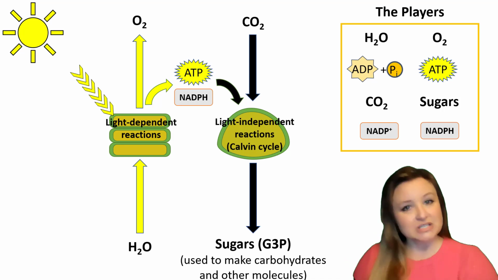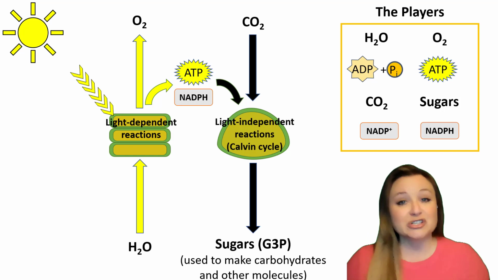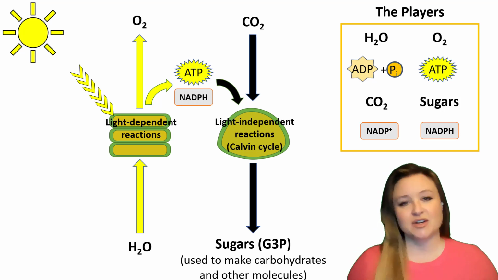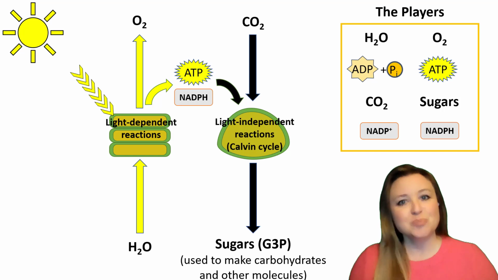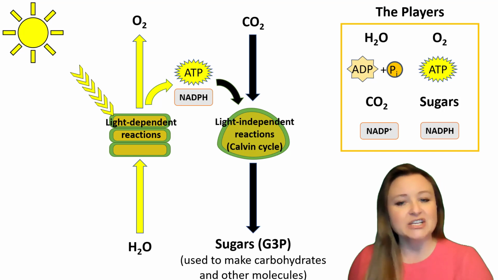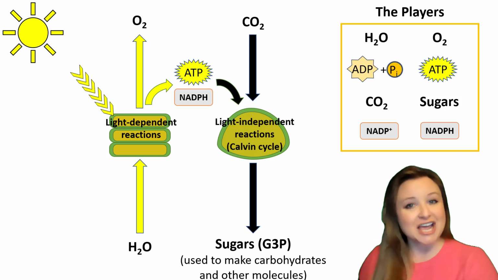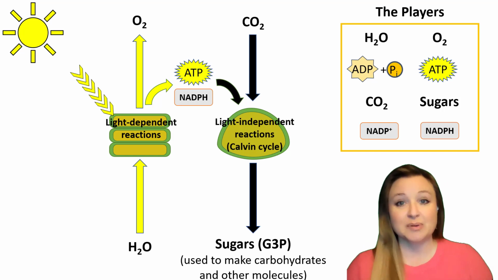And when there's enough G3P available, that's going to be used by the plant cell to make other sugars such as glucose or sucrose, which then can be used to make more complex carbohydrates and other molecules within the cell. The ATP and NADPH that were made by the light-dependent reactions are going to be very important in energizing the reactions of the Calvin cycle. And those electrons that NADPH has are also going to be used in the process of making G3P.